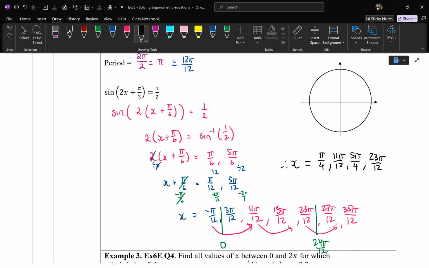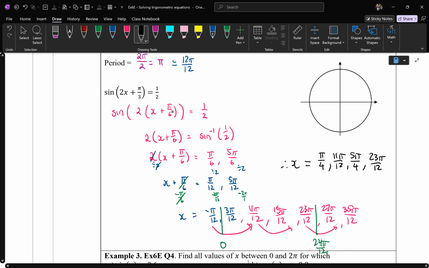Hands up if you got that correct. Okay, good. Hands up if you know how to do that on your CAS as well. Okay, not everyone. So let's do it on our CAS, just in case you don't know how, so you can check your answers as you go.